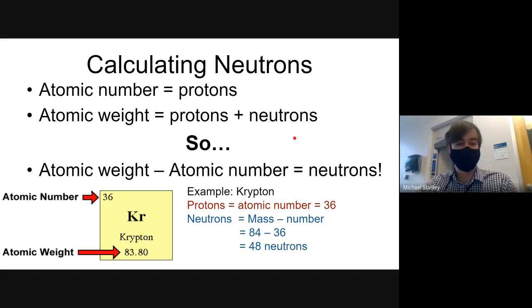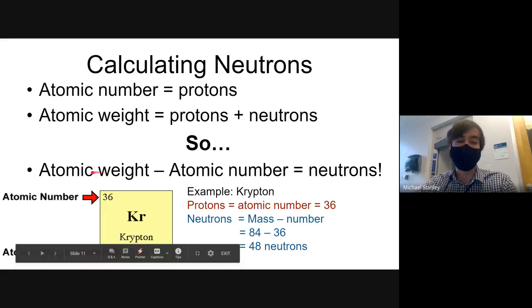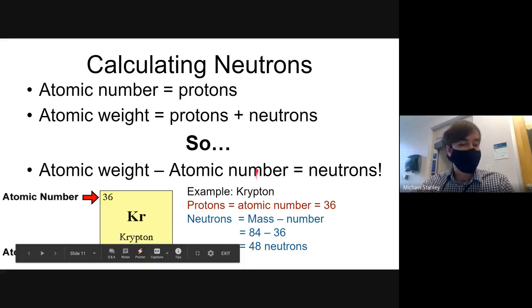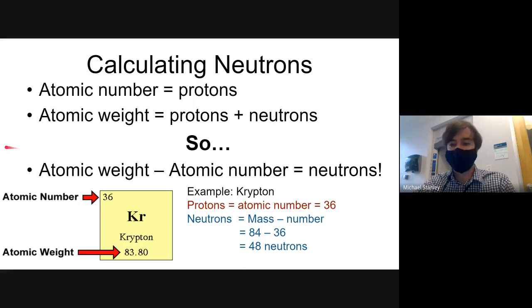Okay. Exactly. And the protons, you just look at the little number right here. So simple to find protons, and then only slightly less simple to find neutrons. Precisely. All right, any other questions about how you figure out the number of neutrons in an atom?